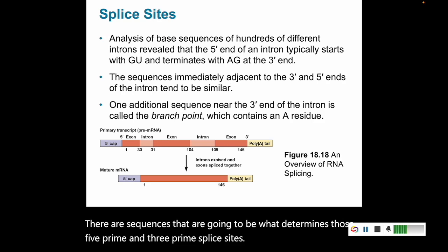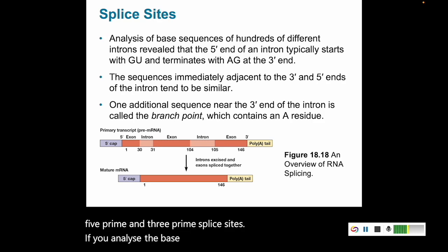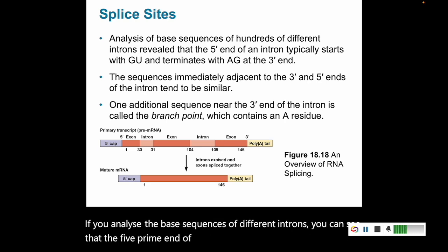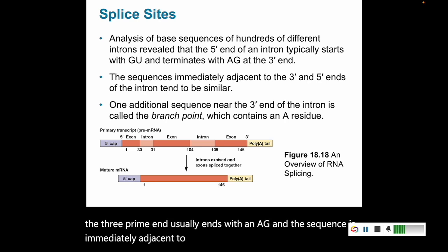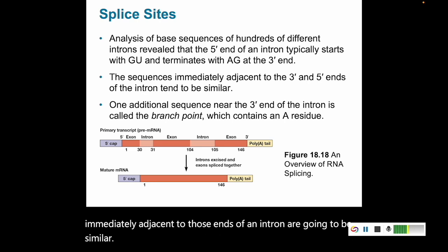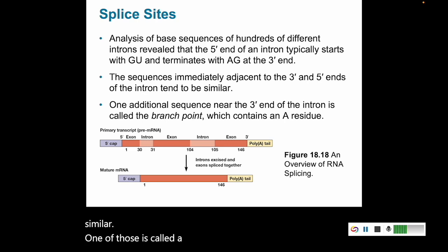If you analyze the base sequences of different introns, you can see that the 5' end of an intron usually starts with a GU, and the 3' end usually ends with an AG. And the sequences immediately adjacent to those ends of an intron are going to be similar. One of those is called a branch point. A branch point has an A residue in it.